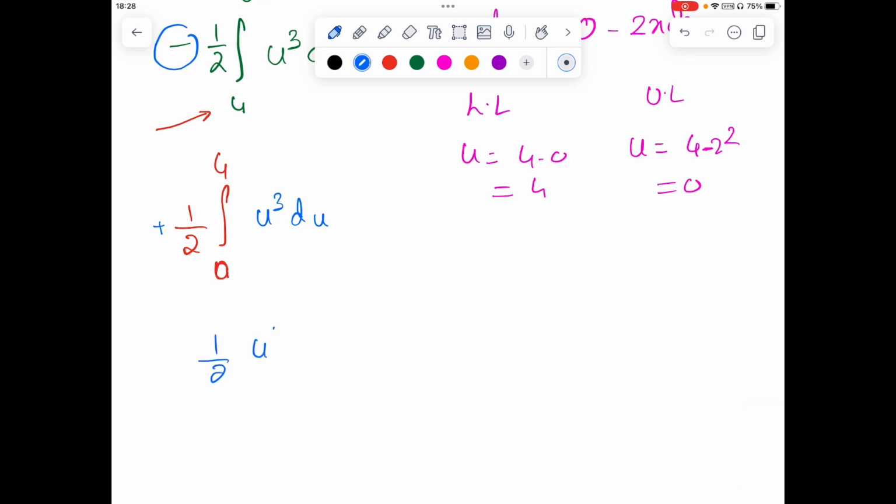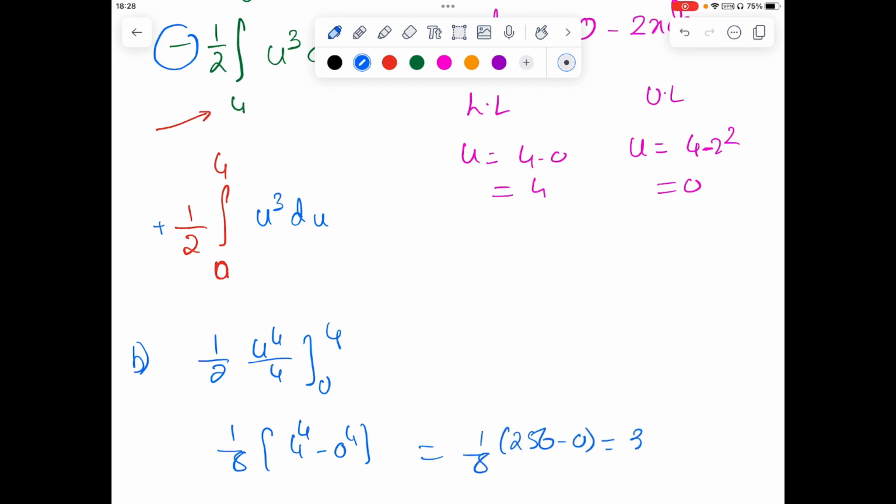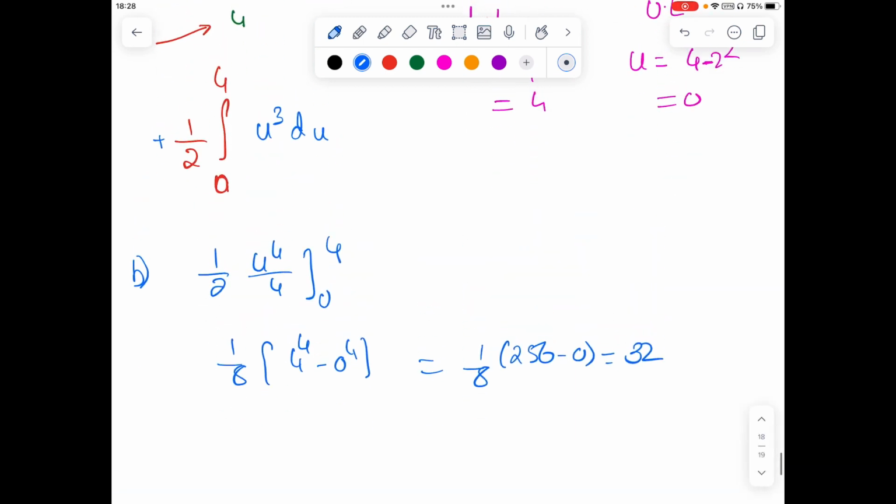So 1 upon 2, u power 4 upon 4, from 0 to 4, which is part B I am doing there. So 1 upon 8, 4 power 4 minus 0 power 4. So 1 upon 8 times 256 minus 0, which is 32. So that completes 20 questions.